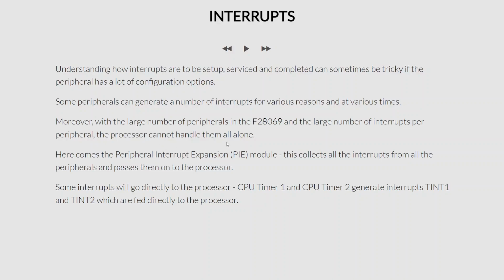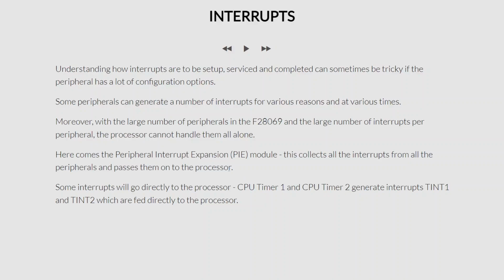And therefore, the processor delegates this to what is called a Peripheral Interrupt Expansion Module, or PIE module, right? So this PIE module is merely a delegate which handles these interrupts from all the peripherals and just filters them so that the processor does not have to bother too much with how to handle all these. It simply collects all the interrupts from all the peripherals and passes them on to the processor through some kind of sequencing and priority.